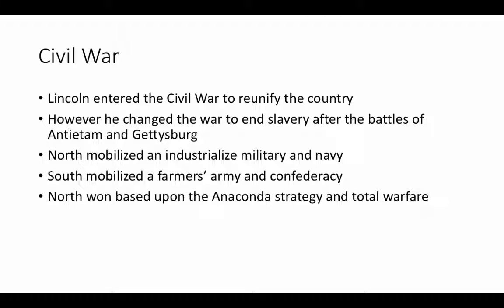Then the next strategy was total warfare, and that was to go into the southern states and literally just burn the states to the ground, meaning to just destroy the farmland until there was nothing left for the South to be able to build upon.